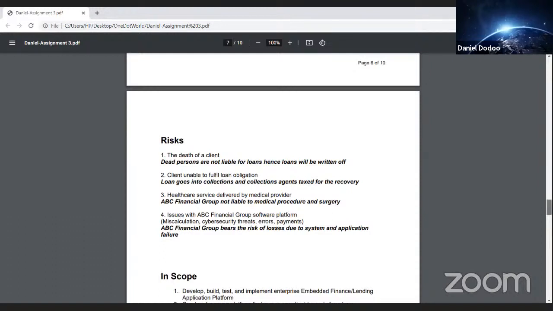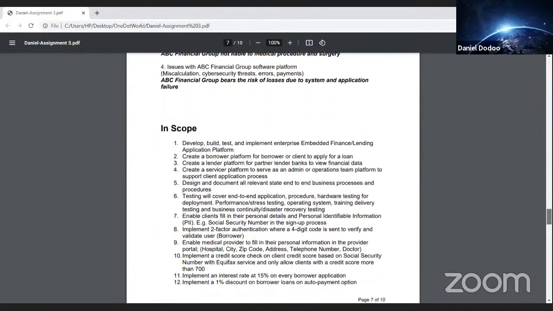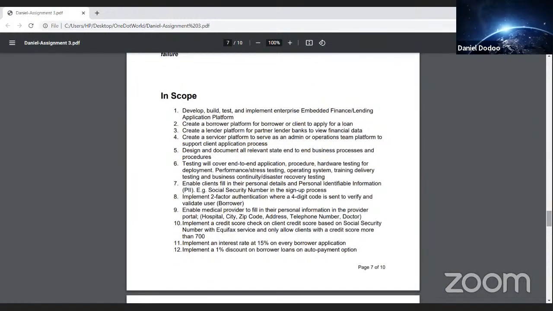I'd like to move to our in-scope details, which I believe has already been captured. These are the core functionalities, the core features of our application or platform. I'd like to do an in-depth explanation of whatever platform or application we're building. With our very first point here, we are to develop, test, and implement an enterprise embedded finance or lending application platform. That is our very first objective, the core goal of this project. And we look at many other features that form a part of this core goal.